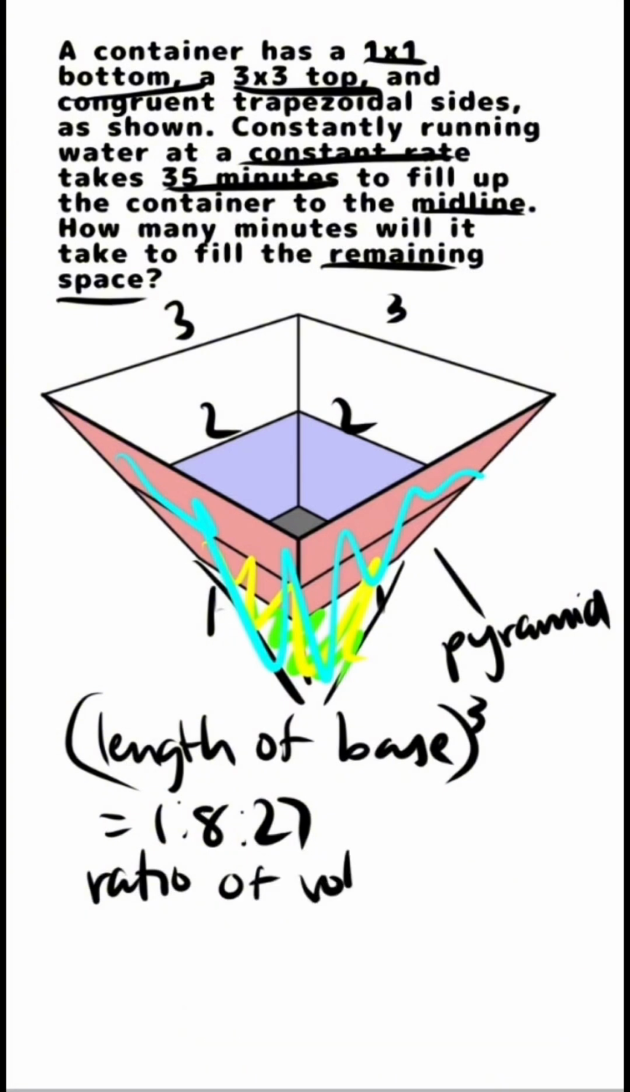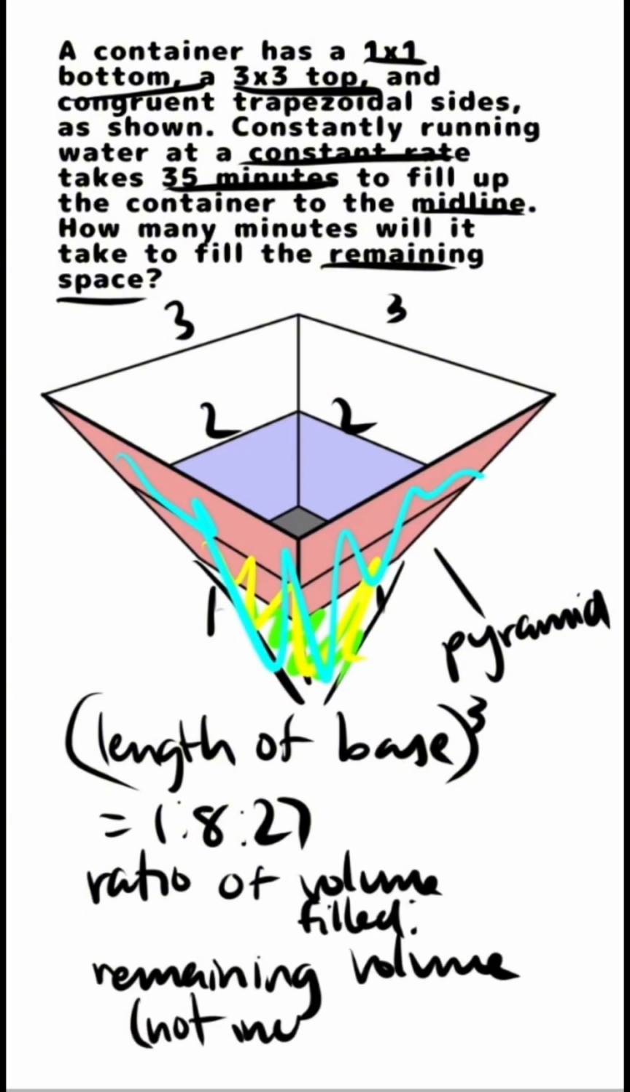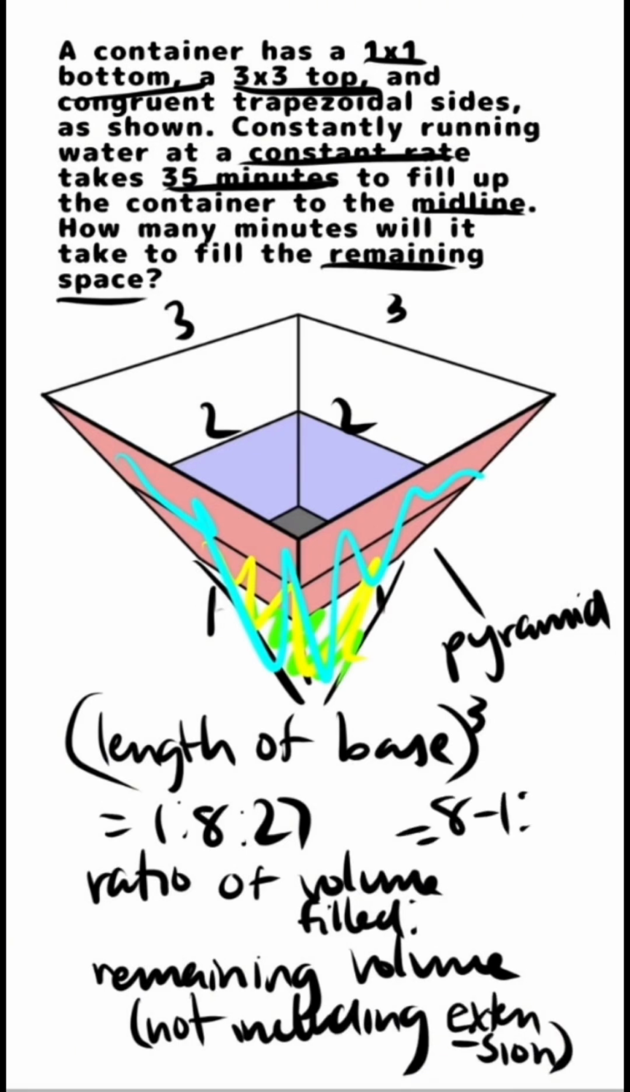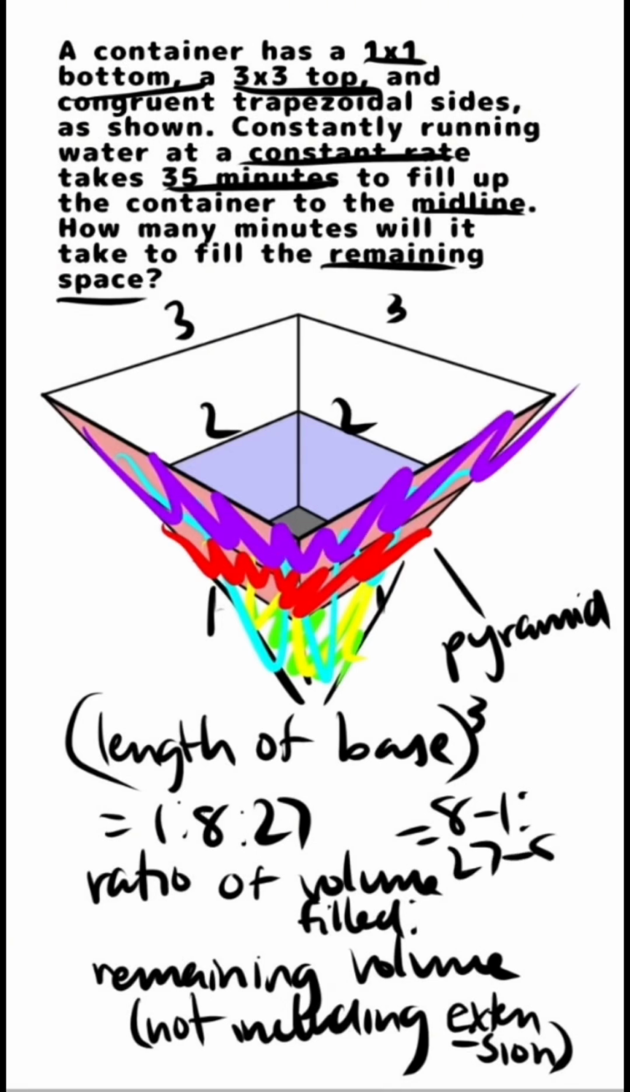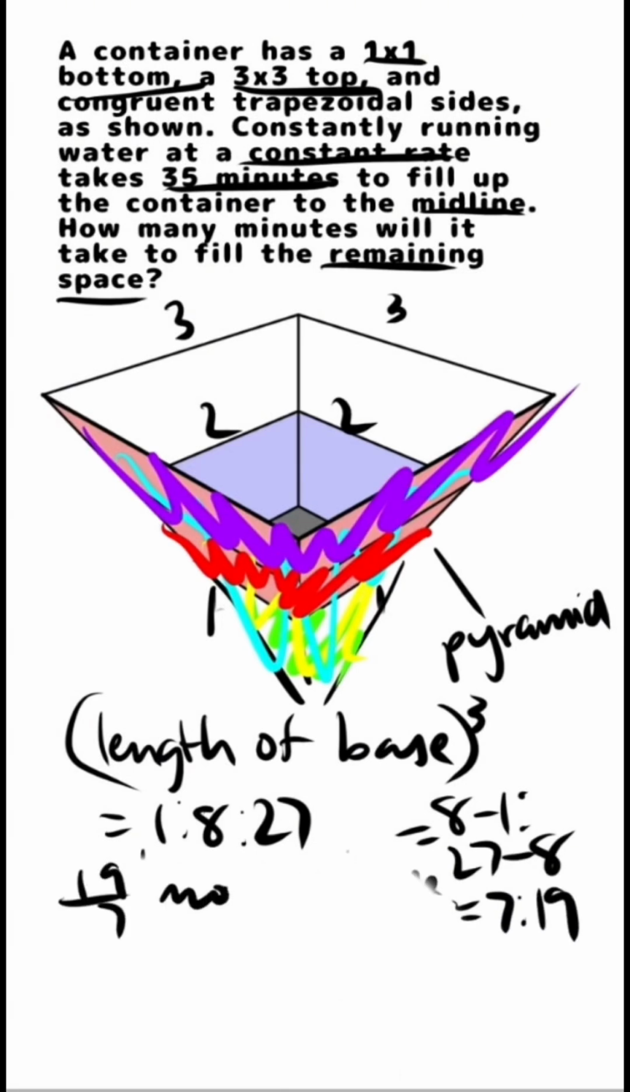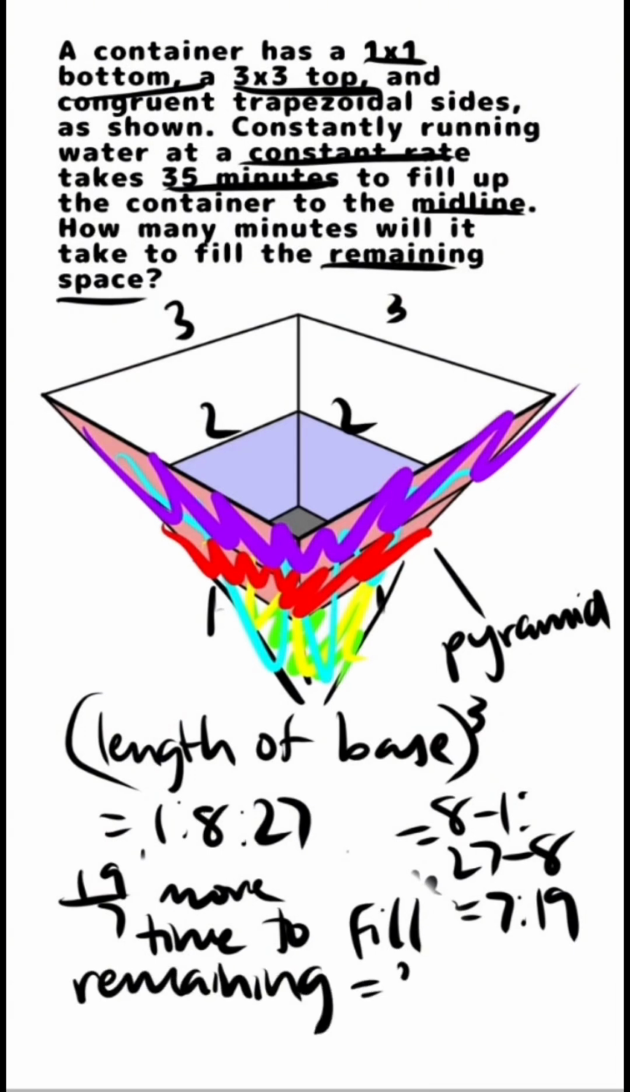Then the ratio of the volume already filled to the remaining volume needing to be filled, not including the extension to make the container a pyramid, is 8 minus 1, which is the red region, to 27 minus 8, which is the purple one, which is 7 to 19. Then based on this, it takes 19 over 7 more time to fill the remaining volume than the already filled up one, which is 35 times 19 over 7, which is 95.